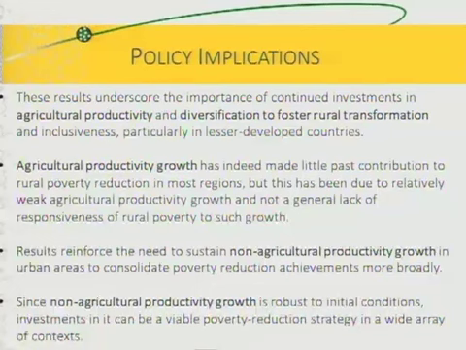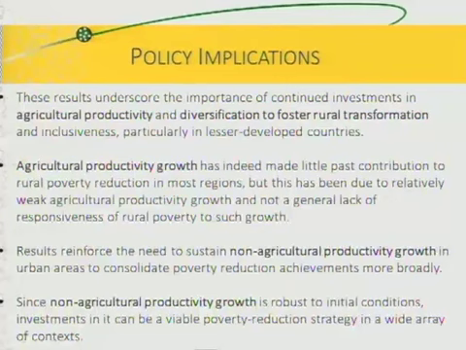And the third one is that the results reinforce the need to sustain agricultural productivity growth in urban areas to consolidate poverty reduction achievements more broadly. So this speaks to the fact that linkages between rural and urban areas will be important. So sustaining urban poverty reduction will be important to also transmit effects to rural areas.